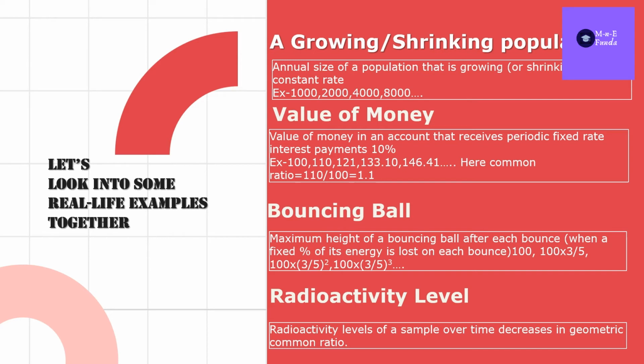Now take another example, that is a bouncing ball. You all saw a bouncing ball, how it is bouncing. So from maximum height, I throw the ball on the ground. Say when I throw the ball on the ground, the maximum height was 100 meters.